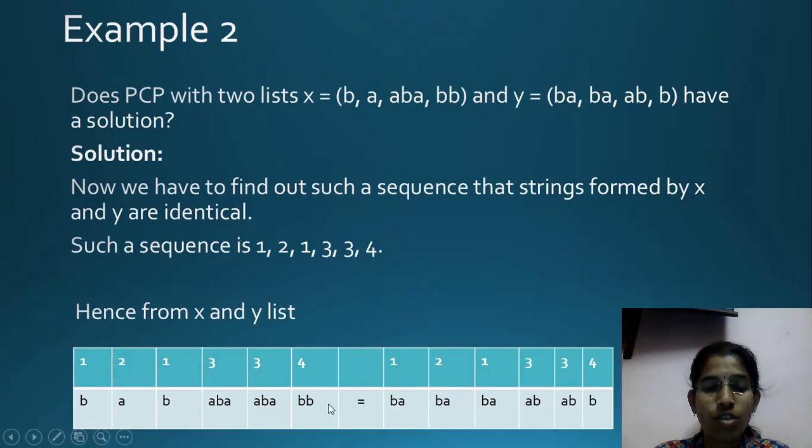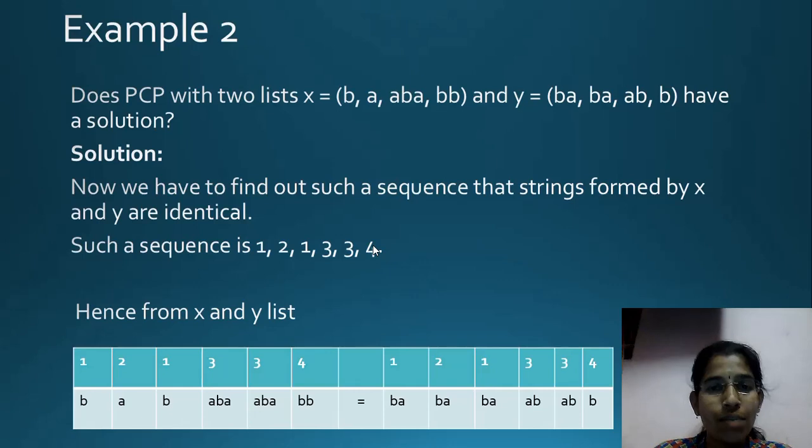So the string is the same from list X and Y when we follow the subsequence 1, 2, 1, 3, 3, 4. You can take any number of integers as a subsequence. You can follow any order, that does not matter. But if you take any sequence order and apply it to both X and Y, you get the same substring. That is known as the system having a solution.